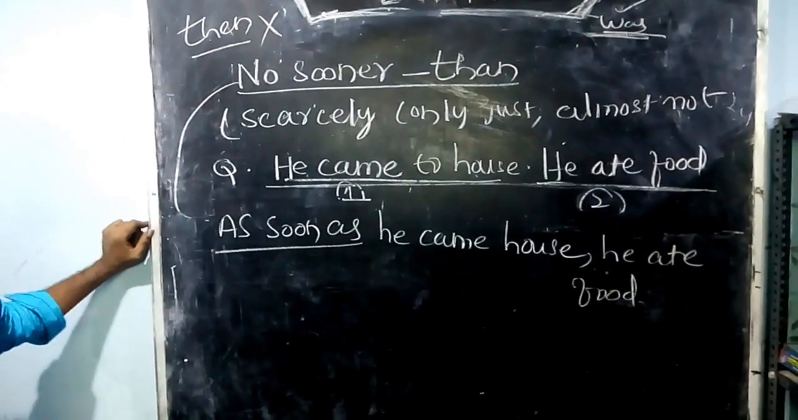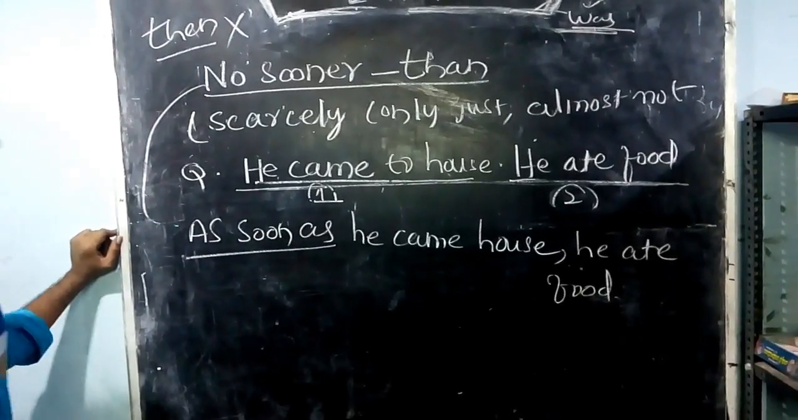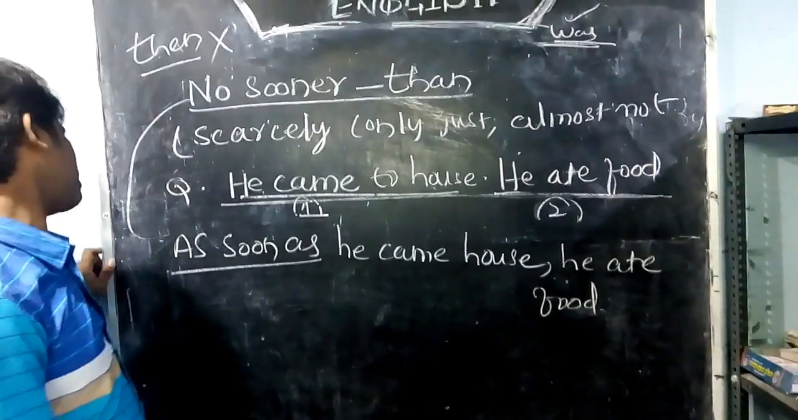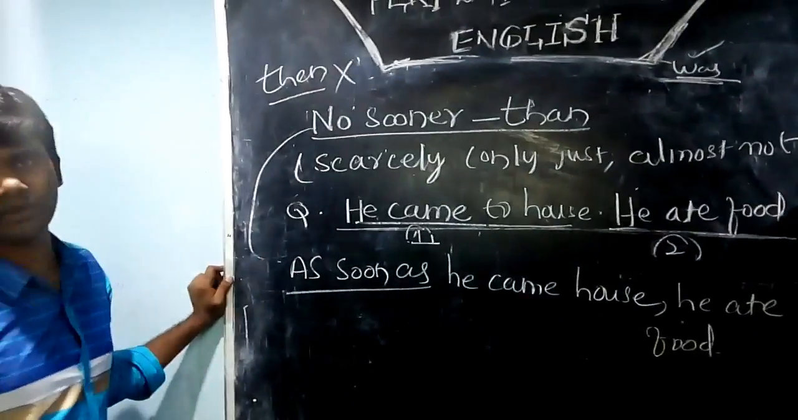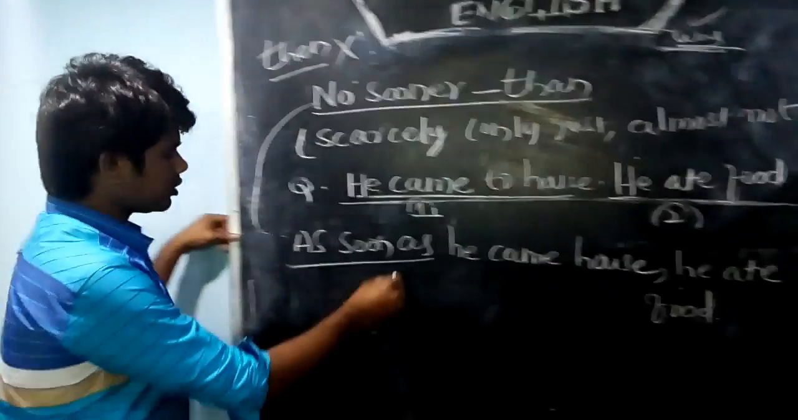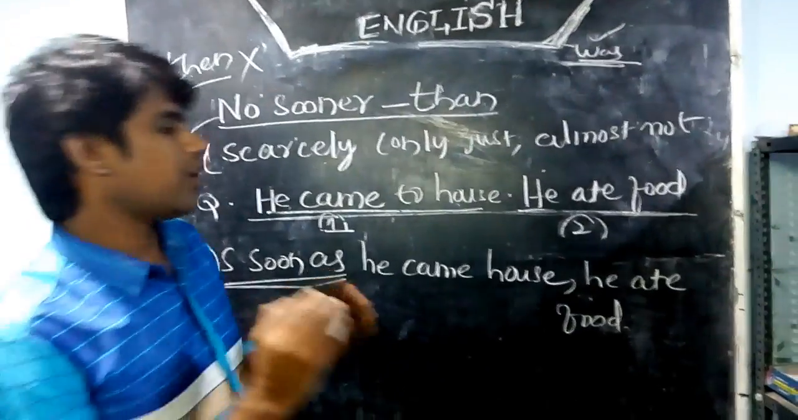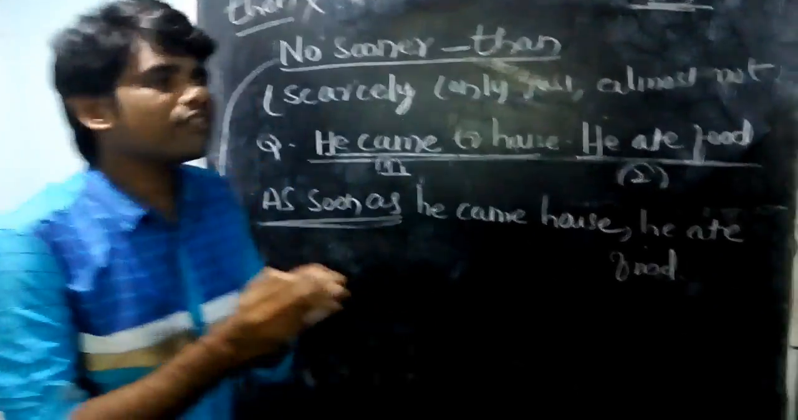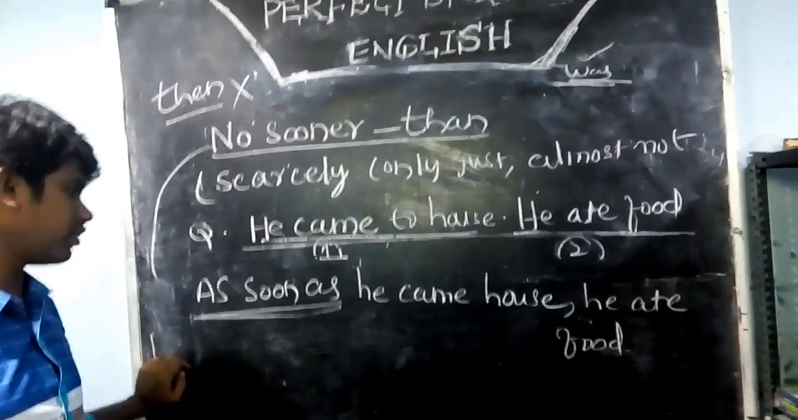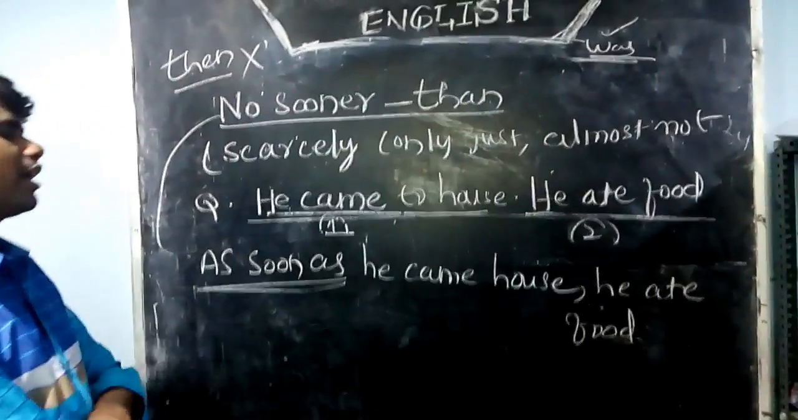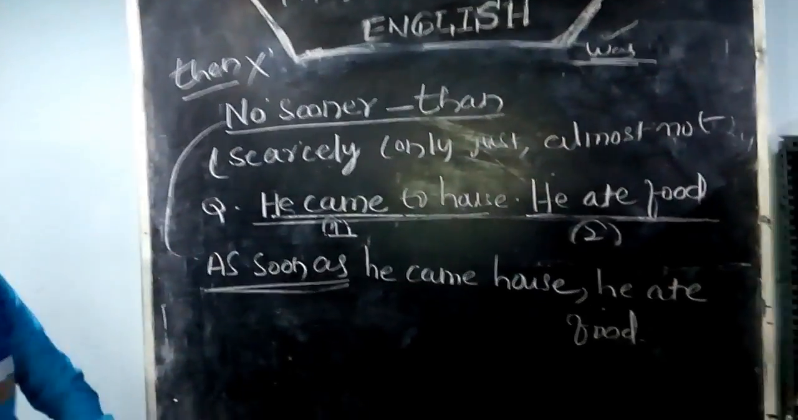So when you use as soon as, it means immediately. Actually no sooner and scarcely, these meanings are totally as soon as. It means exactly as soon as only. So after completing one work, another work is following. So as soon as he came to house, he ate food.